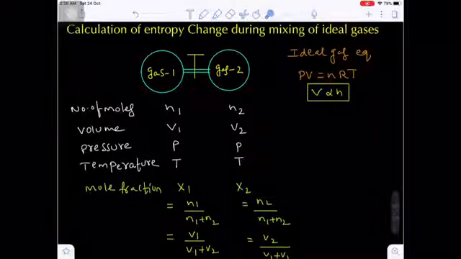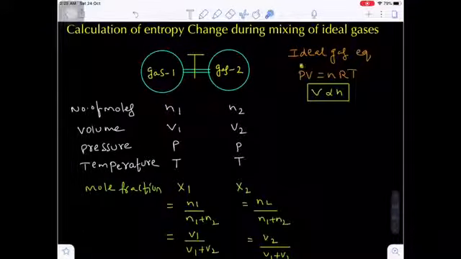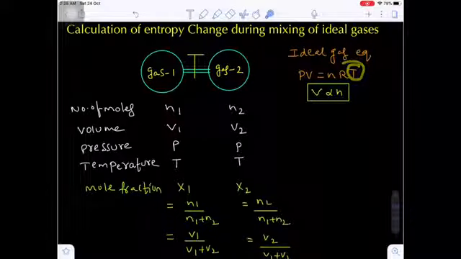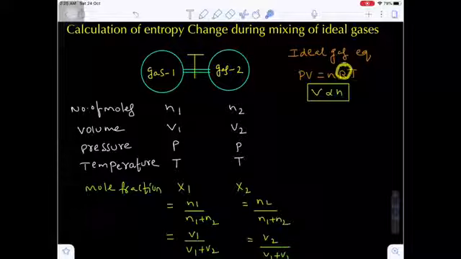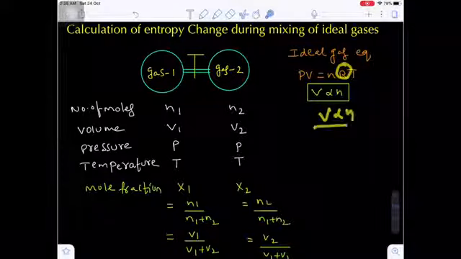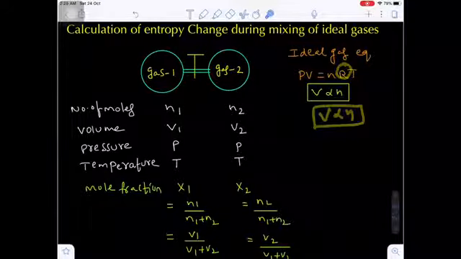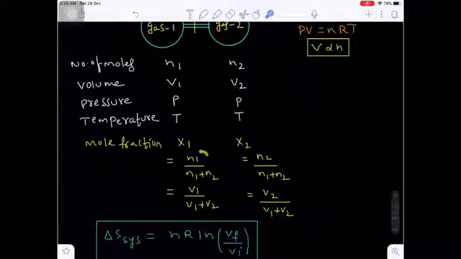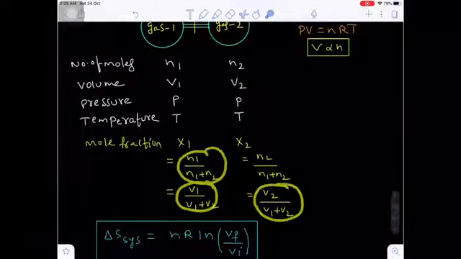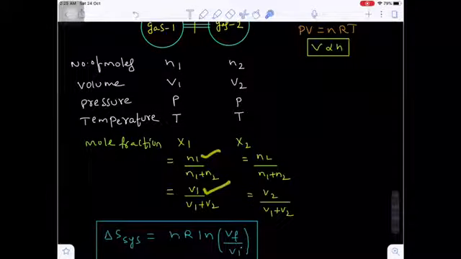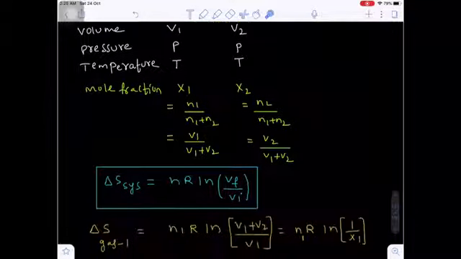Now you see in this ideal gas equation, pressure is constant, temperature is also constant, R is itself the gas constant, so volume is directly proportional to number of moles. Instead of mole fraction, shall I consider the volume fraction? Yes, because number of moles is proportional to volume.